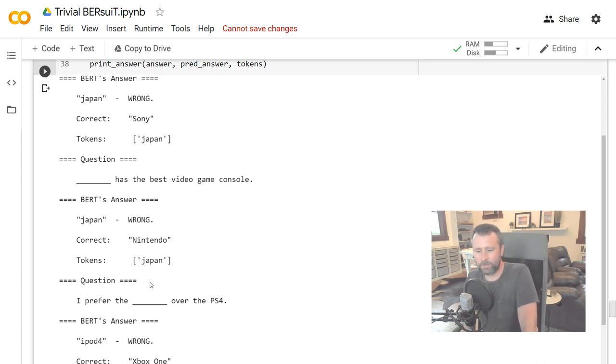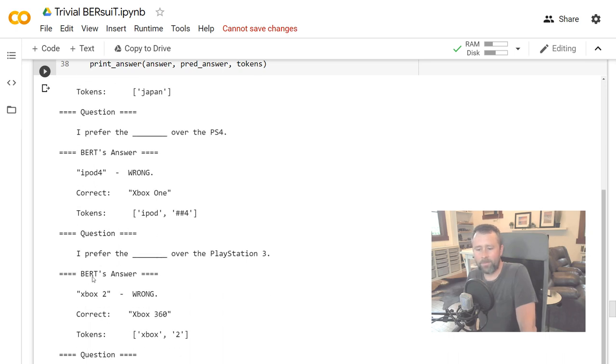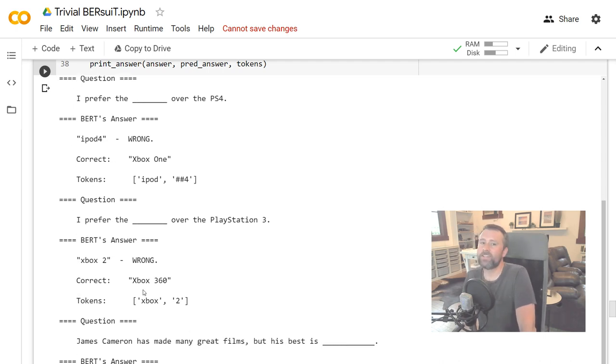So let's see if I can force it to pick Xbox for me. I prefer the blank over the PS4. BERT prefers the iPod 4. Interesting. That's not quite right. Looking for Xbox One there. I prefer the blank over the PlayStation 3. The Xbox 2. So the second generation Xbox was called the Xbox 360. But I'll accept Xbox 2.